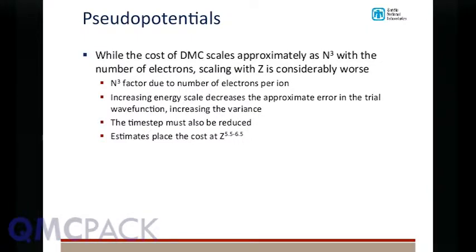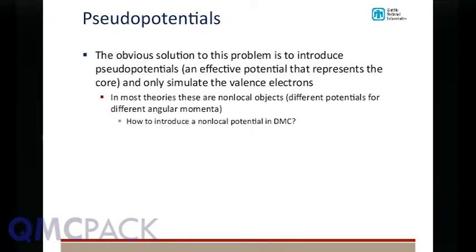Needless to say, simulating chemically inert electrons shouldn't really change anything. So the obvious solution is to do what people have been doing in electronic structure codes for a long time, which is to introduce some sort of pseudopotential. And by this we mean, rather than having the 1s electrons there, you put in some effective interaction that's supposed to mimic what the 1s electrons do. And then you only simulate what's in the valence.